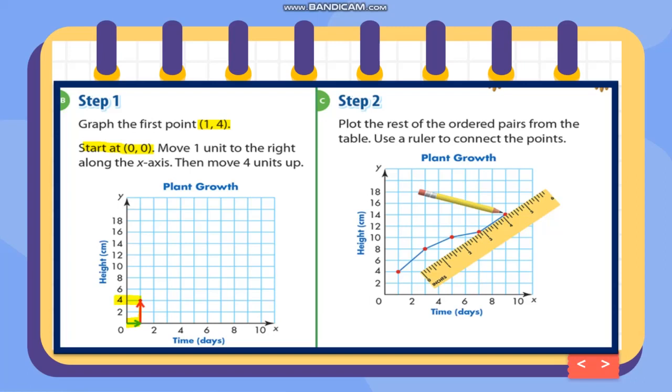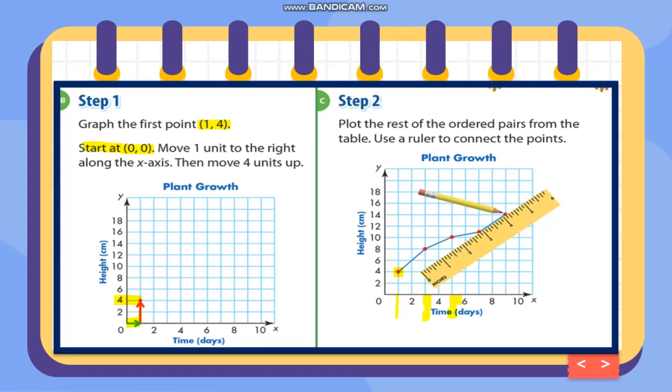So there are 4 movements when you put the point here, which is equivalent to 1 and 4. 1 is your x-coordinate and 4 is your y-coordinate. Then after that, you're going to plot the other given numbers. What are the other ordered pairs? So we're done here in 1 and 4 because this is 1. Okay, 2, this is 3, 4, this is 5, and so on.